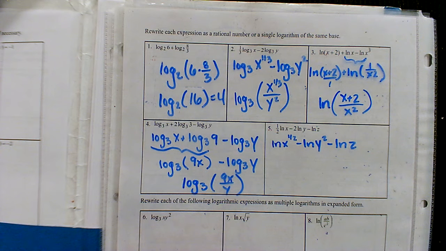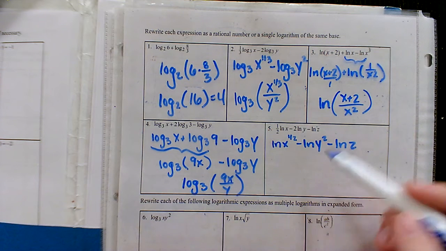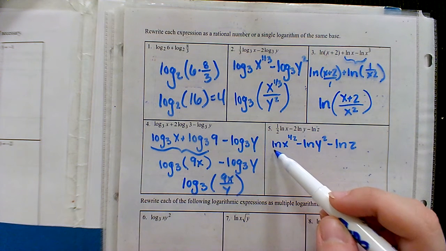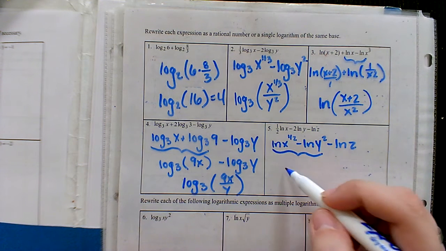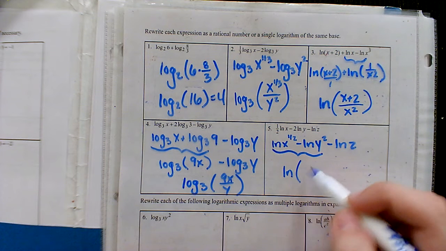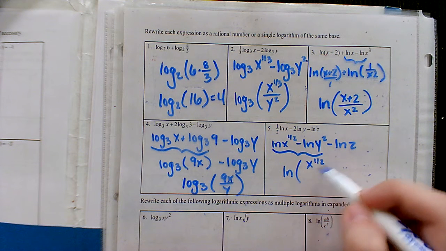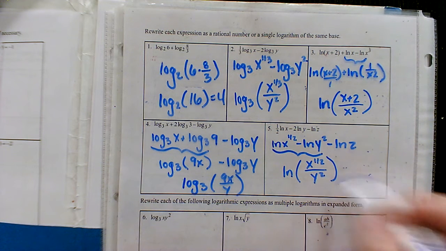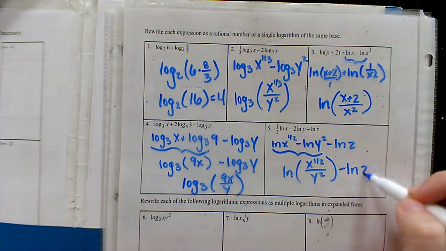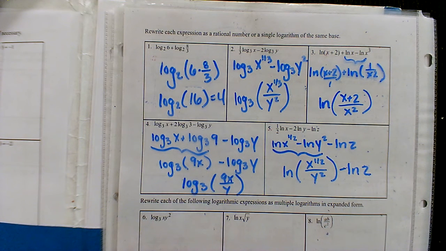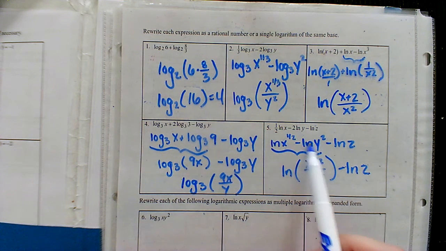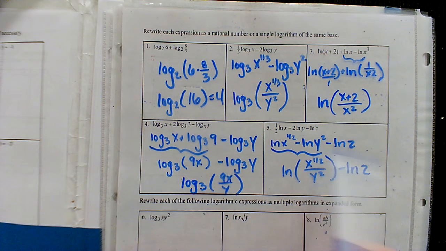I divided the natural log of x to the half power and y squared. So I got the natural log in parentheses, I had x to the 1/2 over y squared. Okay, looks good. Minus, yeah. Good. All right, so if we're subtracting 2 logs that have the same base, we can divide the arguments. Love it. So now we're down to 2 logs. We got to use another property to get down to 1.